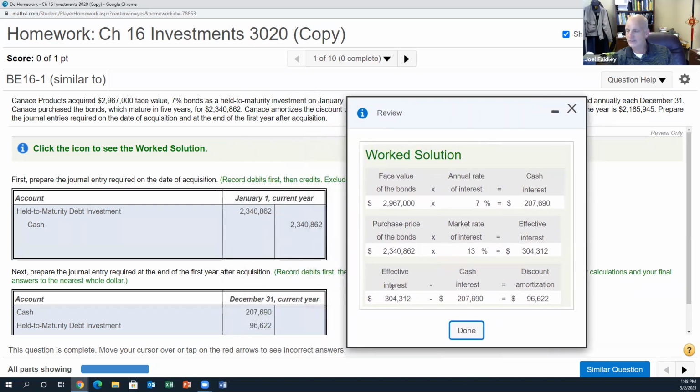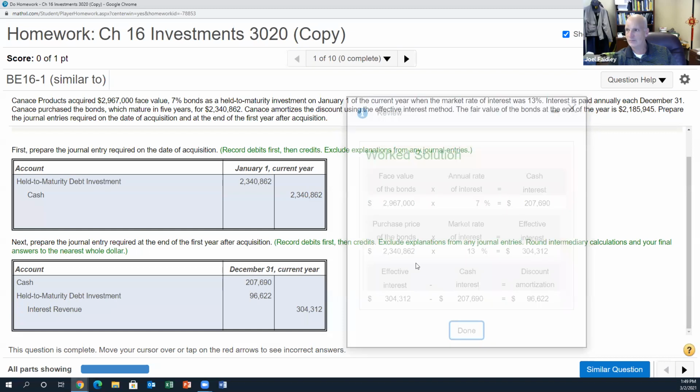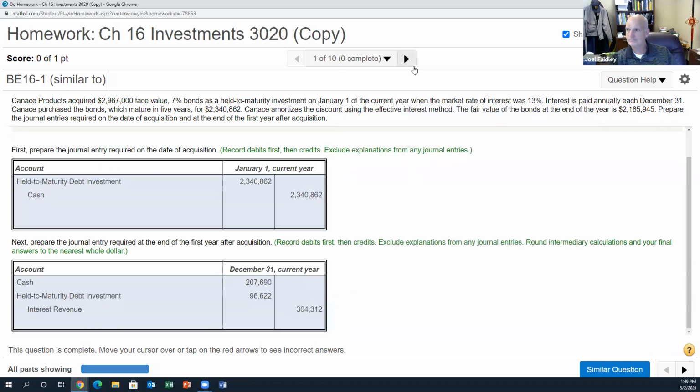But we'll see another exercise later. If you were doing this entry for the second year, you're going to get a different amount for the effective interest. It's going to be 13% times the 2,340,862 plus this 96,622. So 2,340,862 plus 96,622 times 13% would give you your interest revenue for the second year. But I'm going beyond the scope of this problem and what I'm telling you there.